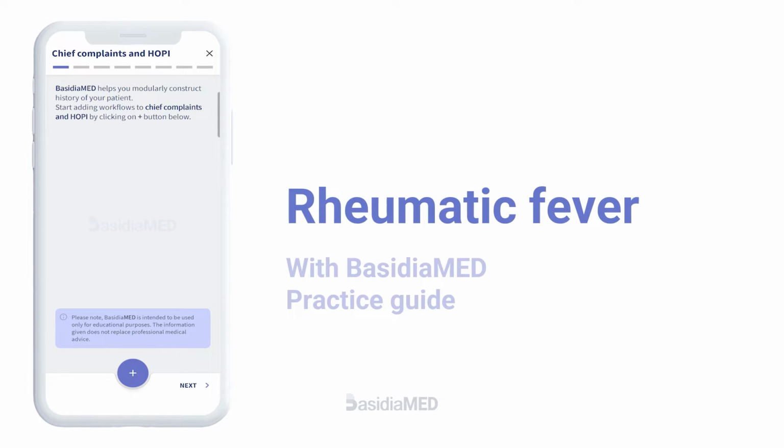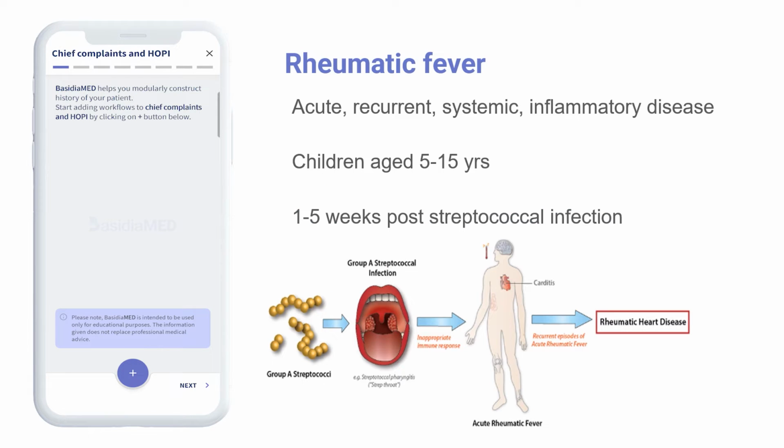Rheumatic fever. Rheumatic fever is an acute, recurrent, systemic inflammatory disease, mainly of children aged 5 to 15 years, typically occurring 1 to 5 weeks after Group A streptococcal infection.